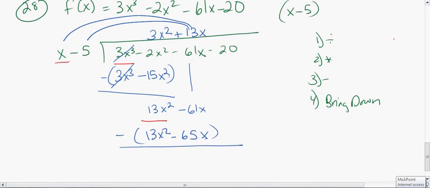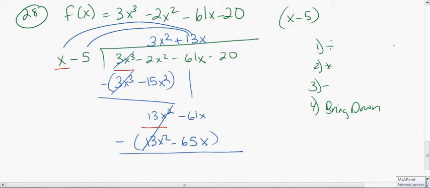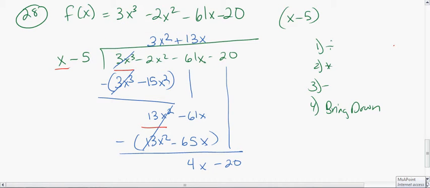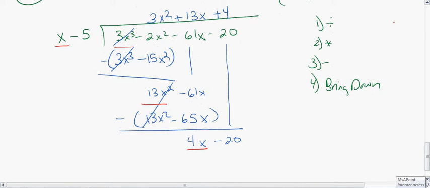13x squared, take away 13x squared, cancels. Negative 61 minus a negative 65 is plus 65. So negative 61 plus 65 is 4x, and then bring down minus 20. Repeat. Now x is going to get divided into 4x. X goes into 4x 4 times. Plus 4. 4 times x is 4x.